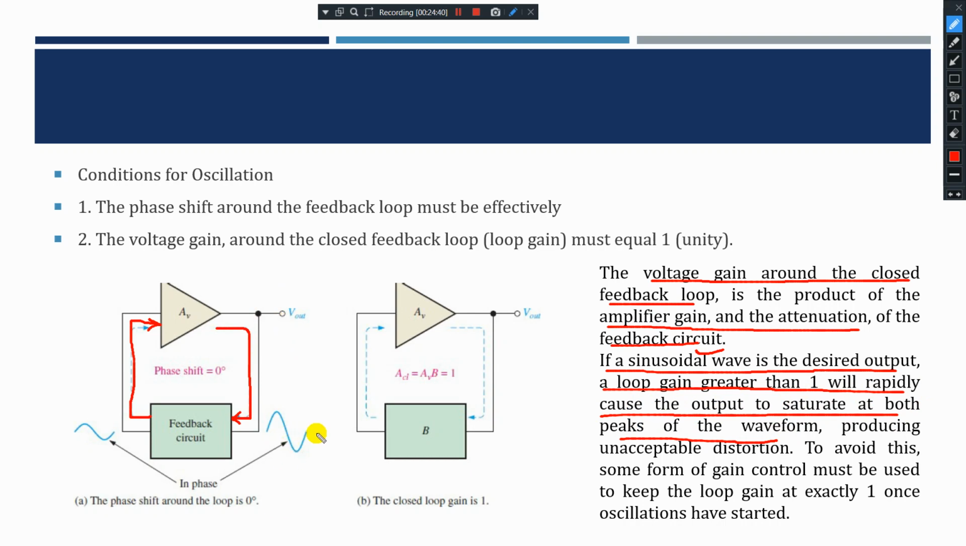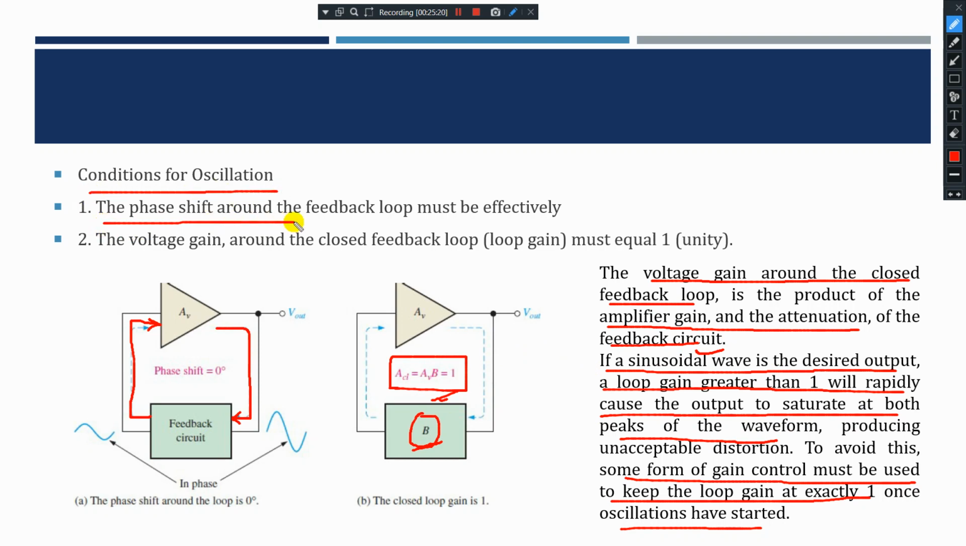To avoid this, some form of gain control must be used to keep the loop gain at exactly 1 once the oscillator has started. That's what we are going to do here. Here, B is nothing but a gain control. This gain control will take care that your gain should not be greater than 1. So it should be equal to 1. If the gain is equal to 1, then you will have a stable oscillation. That's how the two conditions have to be met by the oscillators.